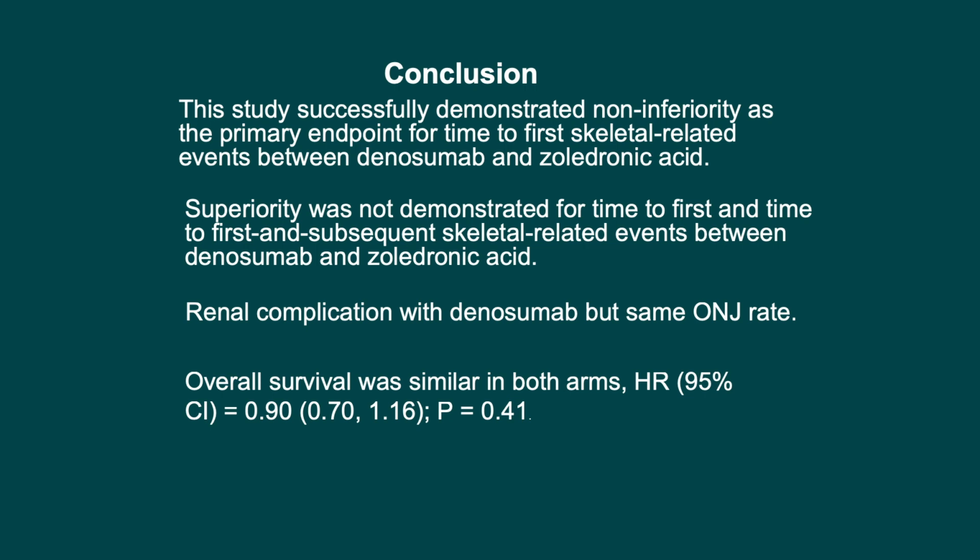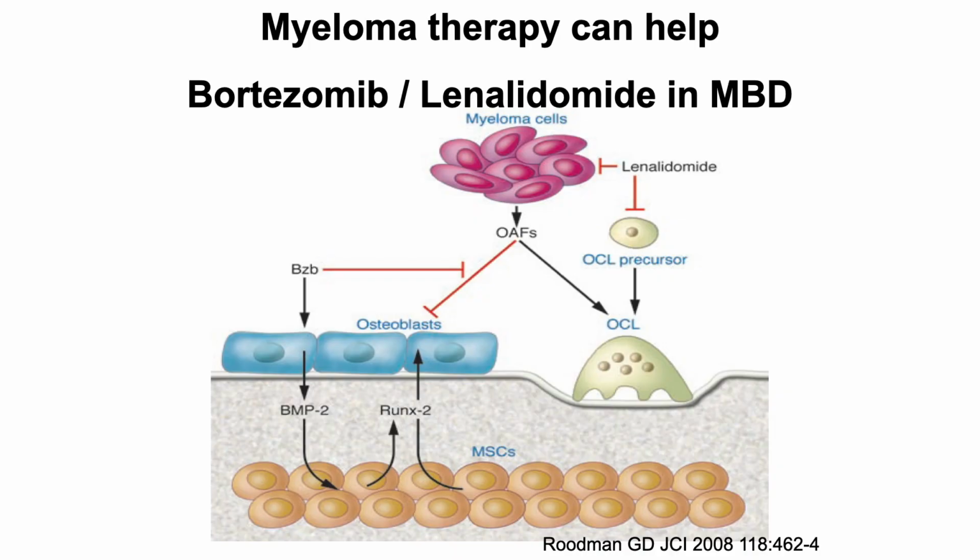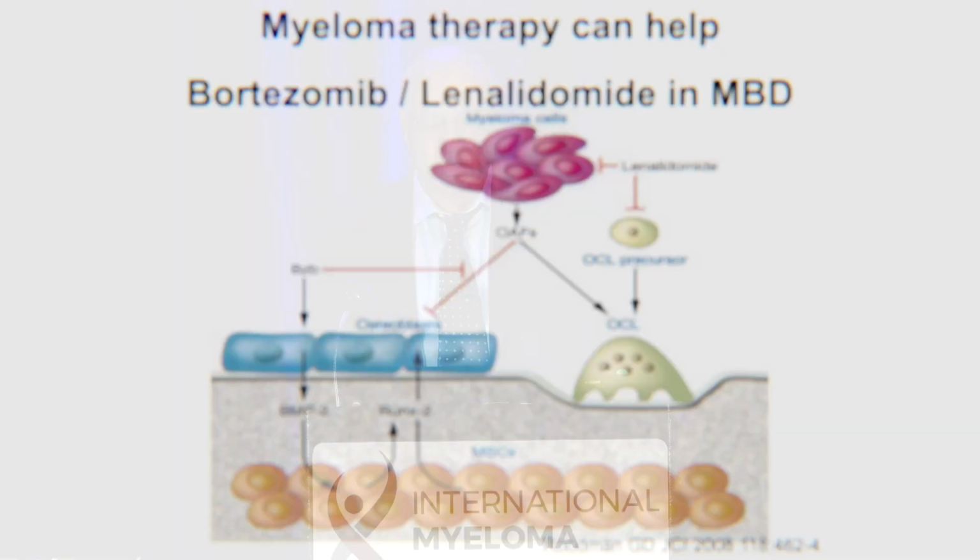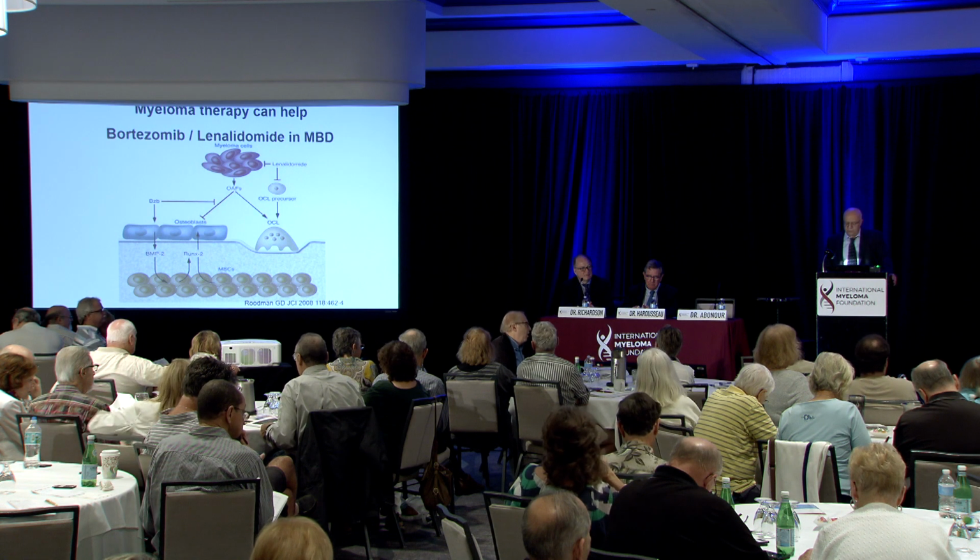The other thing is, don't forget that the drugs we use to treat myeloma can actually work on osteoclasts and osteoblasts. For example, lenalidomide may inhibit the generation of more osteoclasts, and bortezomib may stimulate the generation of osteoblasts, the cells that build bone. So myeloma therapy itself, and getting rid of myeloma, is very important and can improve the outcome. So that's a summary for bone disease.